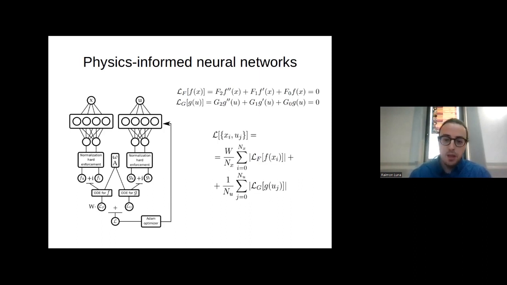So we adopt these two loss contributions from both networks. We give some special weight to the equation for f, which is a bit more tricky. This number W is just something that we can tune to get better results. In this case, we will be using 10, so we are giving 10 times more weight to f.